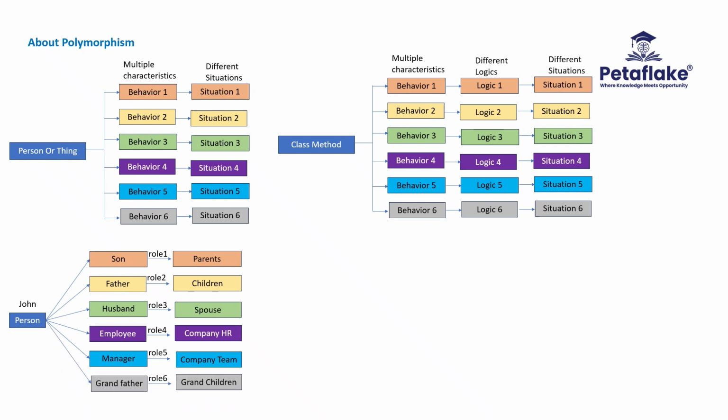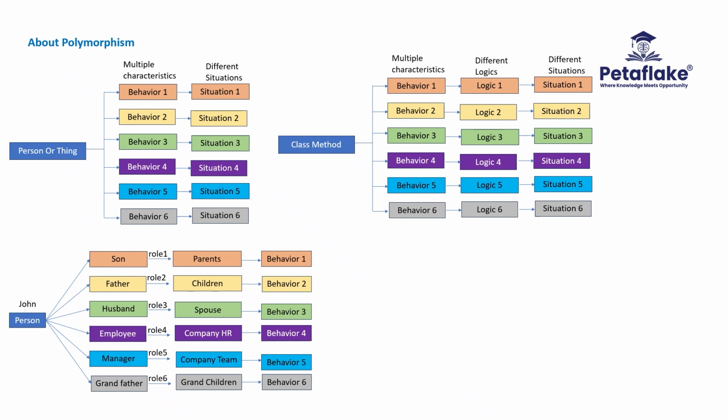What we can observe here is John shows different behavior when talking to his mother and father. John shows different behavior when talking to his son or daughter. John shows different behavior when talking to his wife. John shows different behavior when talking to his company HR. John shows different behavior when talking to his team in the company. John shows different behavior when talking to his grandchildren.